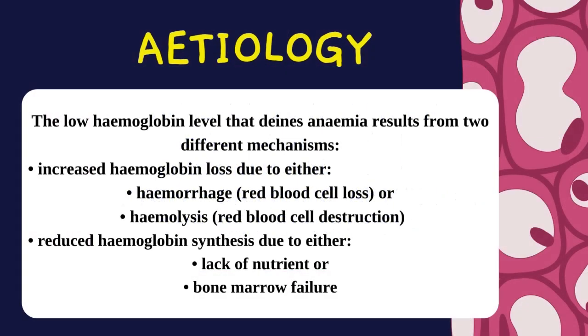The etiology of anemia: the low hemoglobin level that diagnoses anemia results from 2 different mechanisms. An increased hemoglobin loss due to either a hemorrhage, red blood cell loss, or a hemolysis, red blood cell destruction. Second mechanism, a reduced hemoglobin synthesis due to either a lack of nutrients or bone marrow failure.